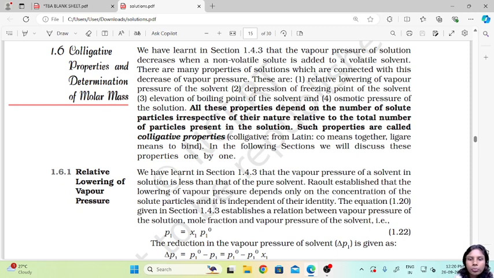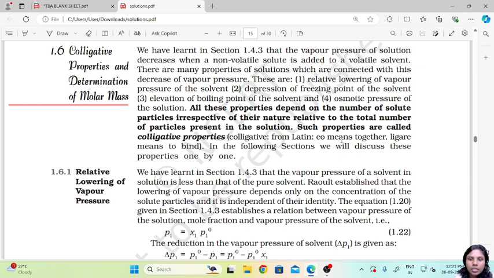All these properties depend on the number of solute particles that are present, relative to the total number of particles in the solution. They just depend on the number of solute particles. It does not depend on the nature of these particles. They can be of any nature, they can have any properties. Mostly it depends on the number of particles that are present.